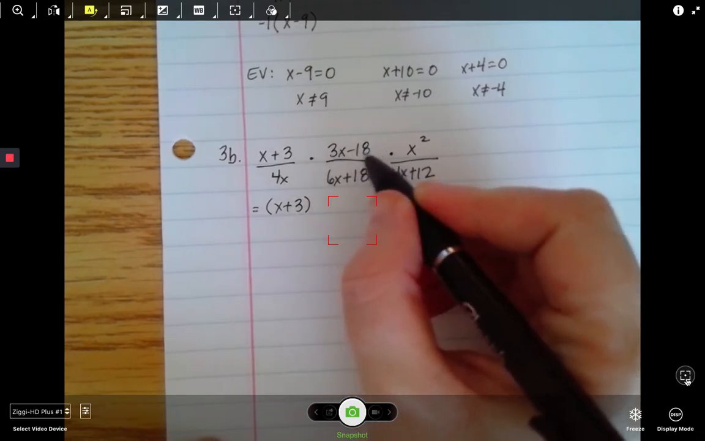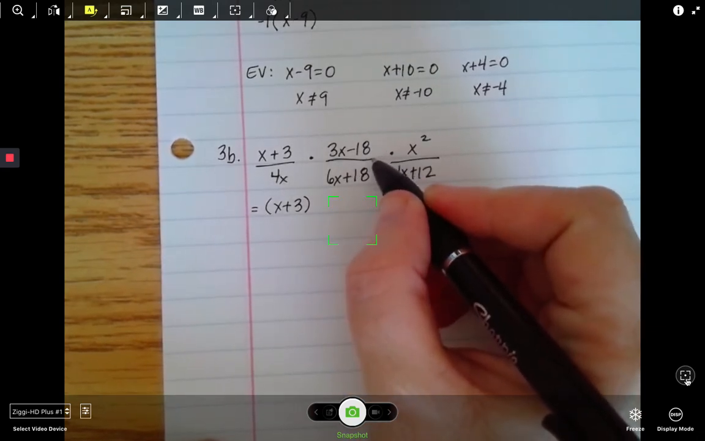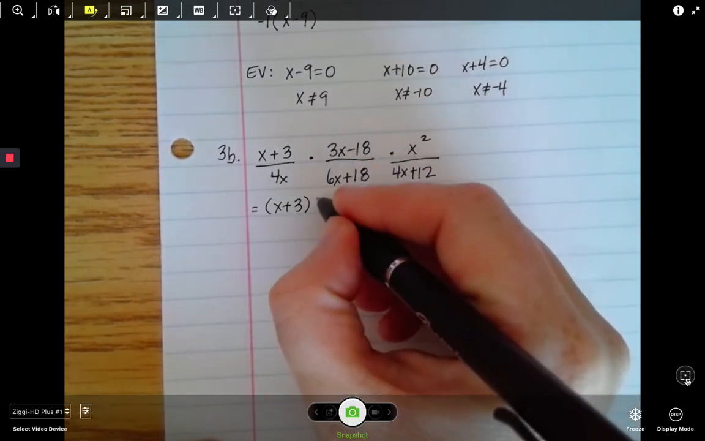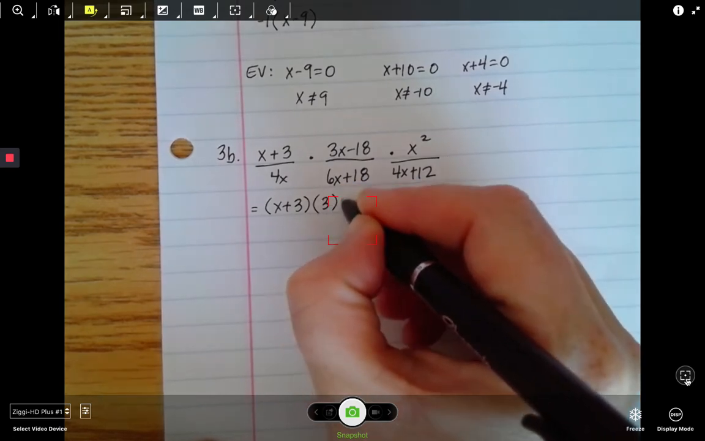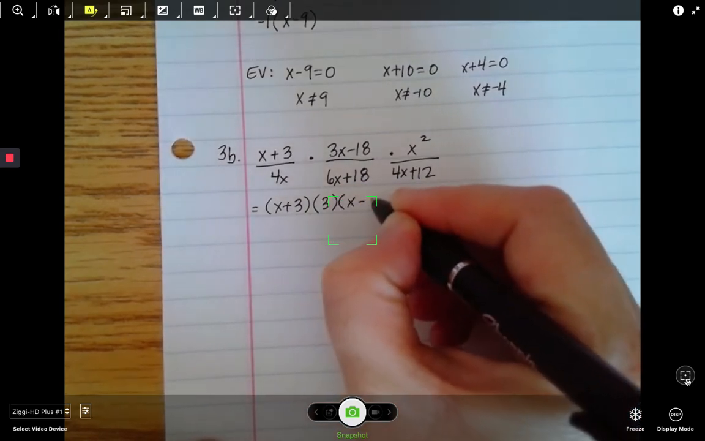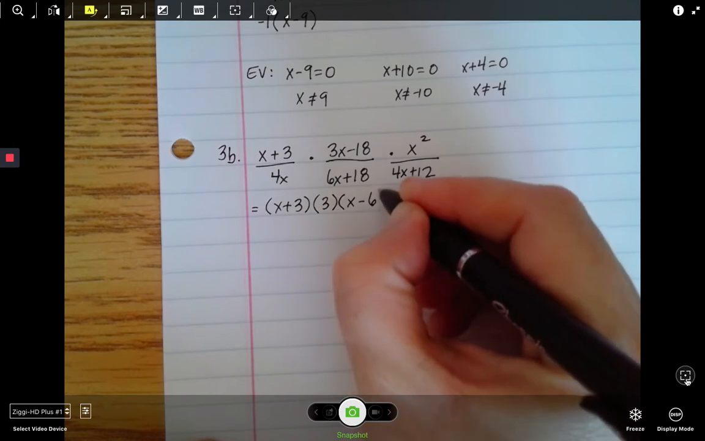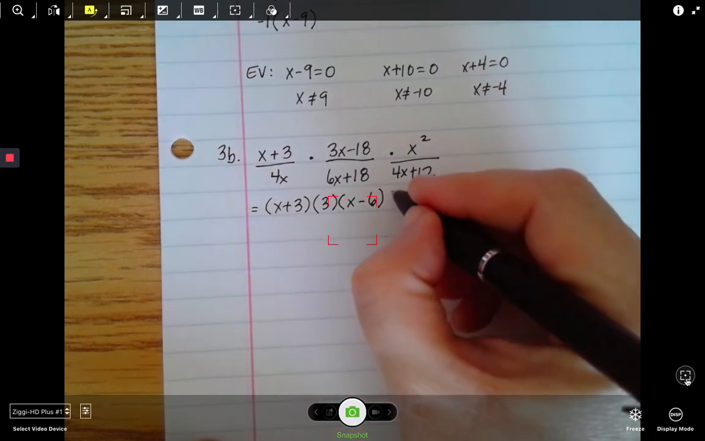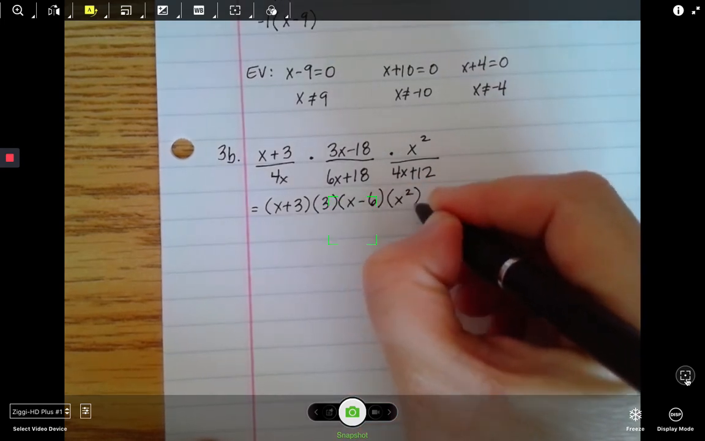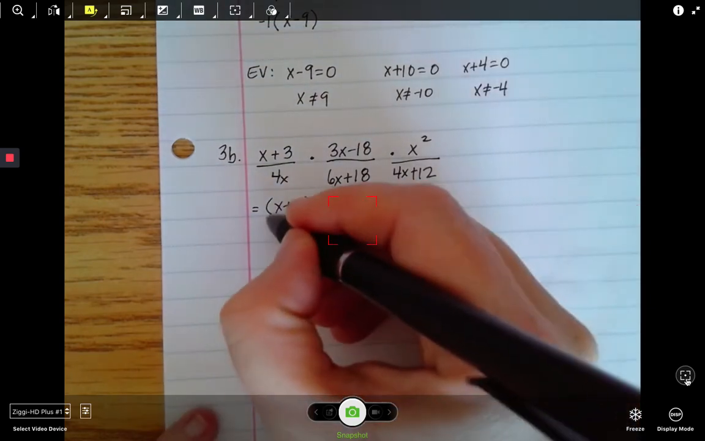Do 3 and 18 have anything in common? A 3, right? If I factor out a 3, I'd be left with x minus 6, since 18 divided by 3 is 6, times x squared. There's nothing to factor there. That's my numerator.